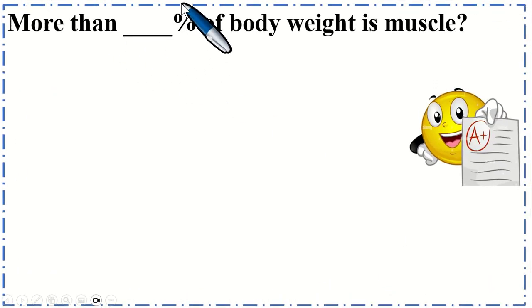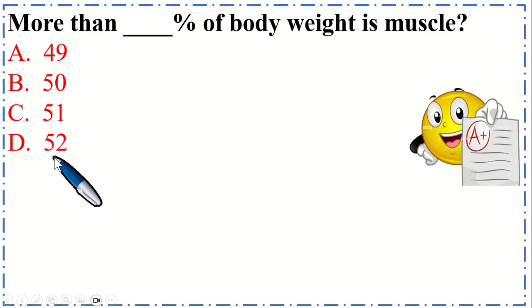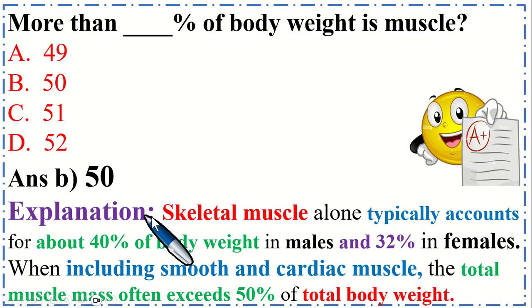More than dash percent of the body weight is muscle. Option A, 49; B, 50; C, 51; and option D, 52. So the correct option is B, 50. Skeletal muscle alone typically accounts for about 40% of the body weight in males and 32% in females. When including smooth and cardiac muscle, the total muscle mass often exceeds 50% of the total body weight.